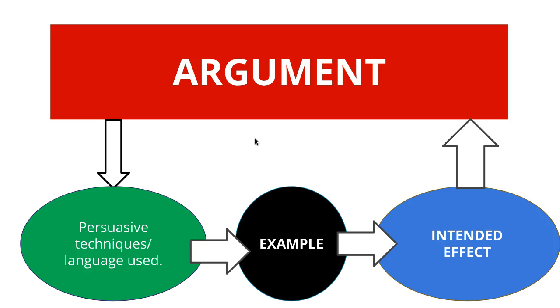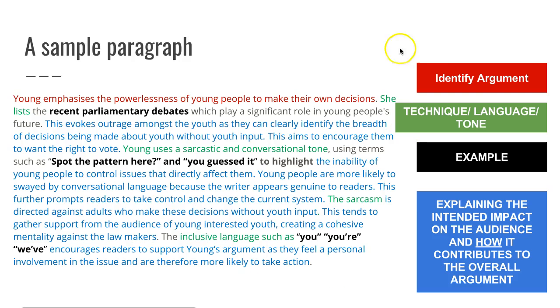This is just quite a visual reminder of how you should set out your paragraph. Basically, you need to have your argument at the beginning, you identify a technique, you always include an example of that technique, and then you describe the intended effect and how it's intended to affect the audience and convince them to agree with your argument or the argument being made in the piece.